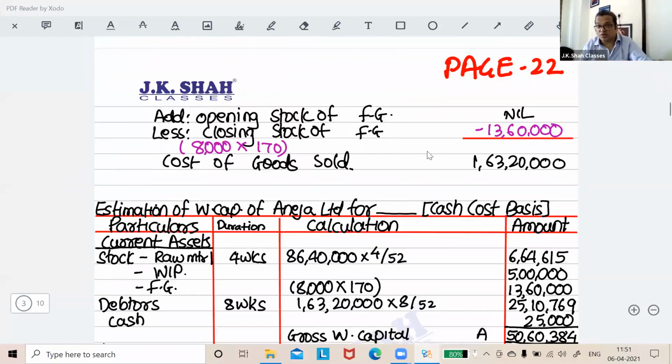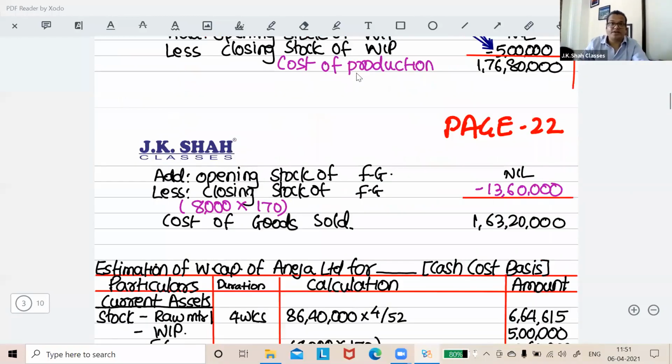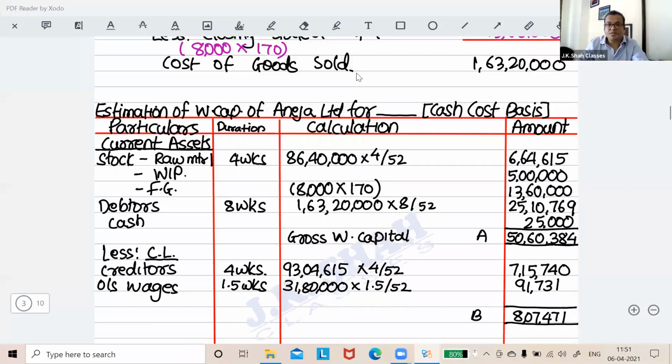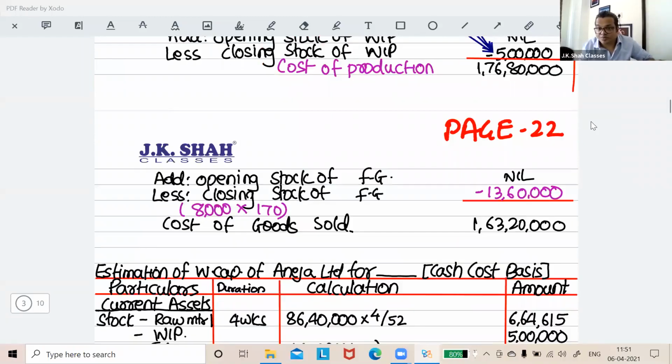Okay. You understood how I got this WIP? It's an addition of all these three. Raw material 100%, wages 50%, overheads 50%. That came to 5 lakh. Okay. Fine. Then, from this, opening stock of finished goods is nil, but closing stock of finished goods is how many units? It is 8,000 units, guys. It is 8,000 units. Okay, and then we will get cost of goods sold.